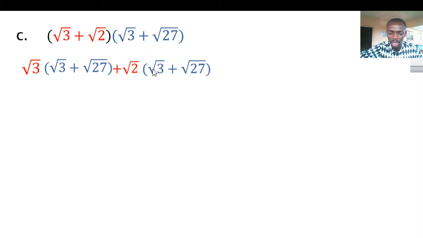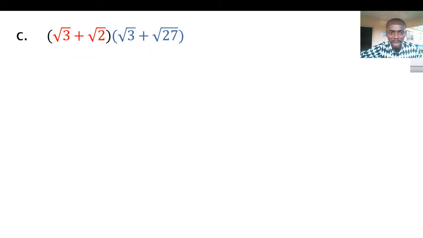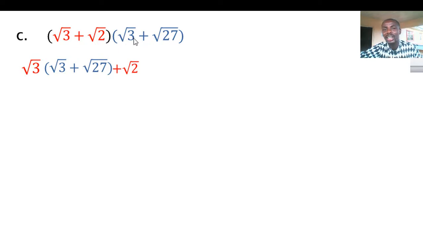Okay, maybe I should explain that again. I'll be bringing out root 3, so writing out everything in this blue bracket. So with that done, I'll be writing out plus root 2, and I will also be writing everything out from this blue bracket. It's as simple as that.